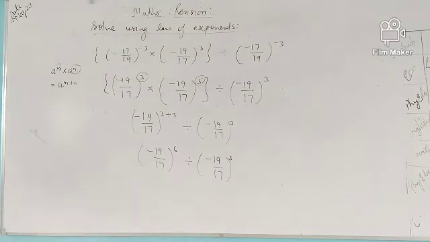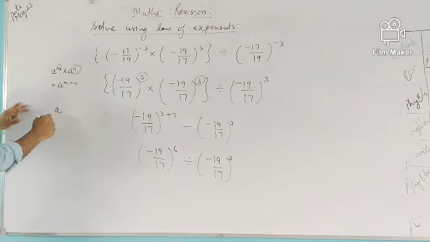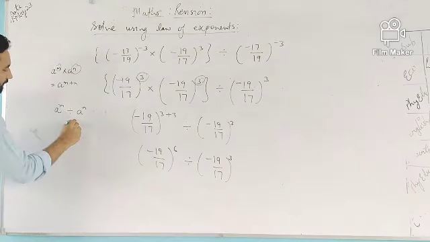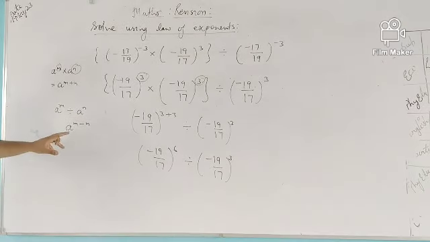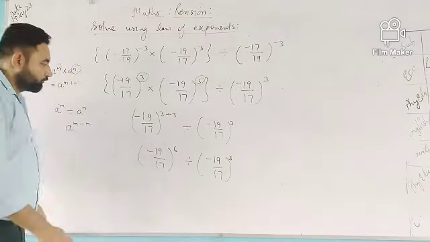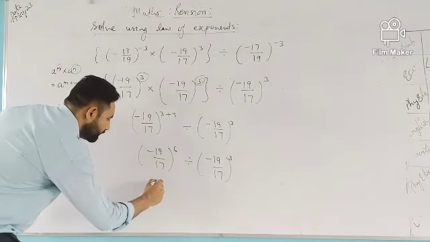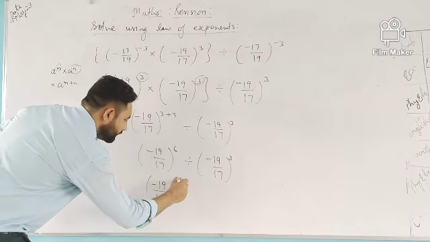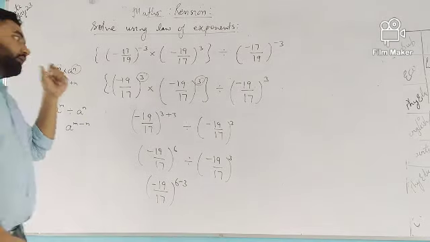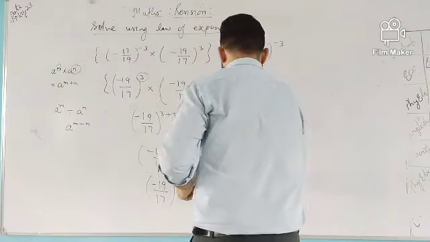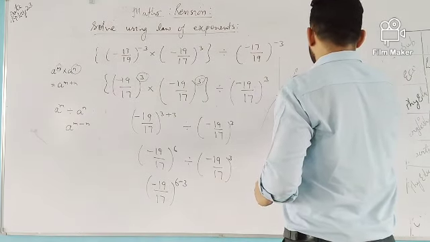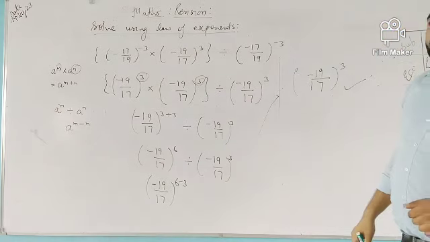So here I'm writing the quotient law of exponents, which is a to the power m divided by a to the power n, which is equal to a to the power m minus n. Now minus 19 by 17 is the base over here, so we'll write it once and we'll subtract the powers, which finally becomes minus 19 by 17 to the power 3. So this is your final answer.